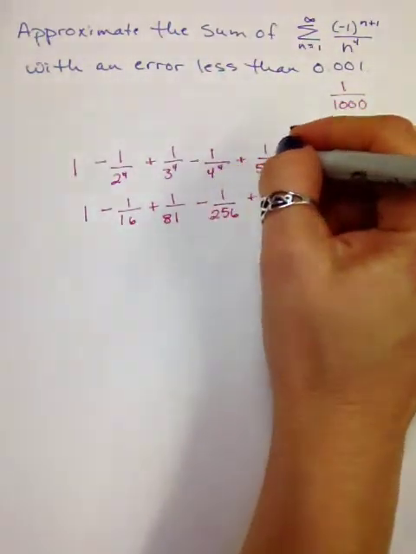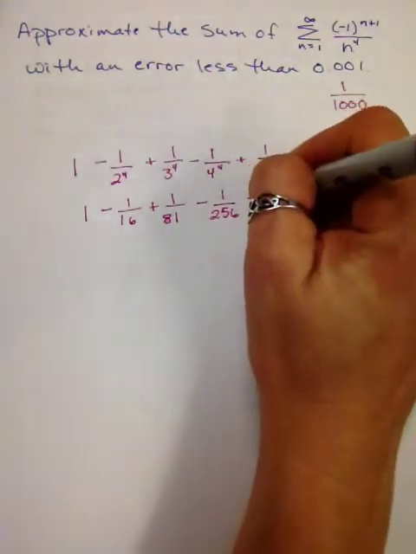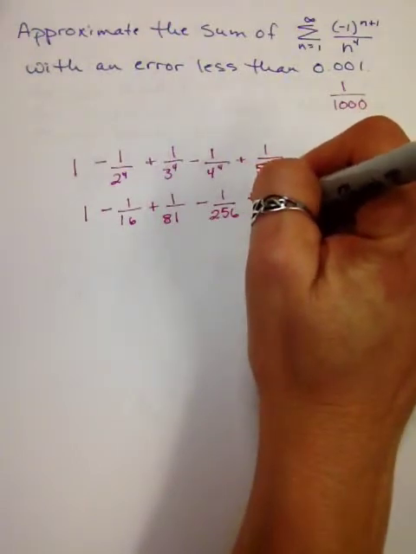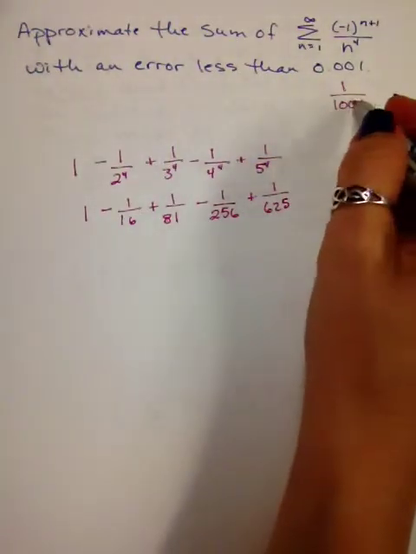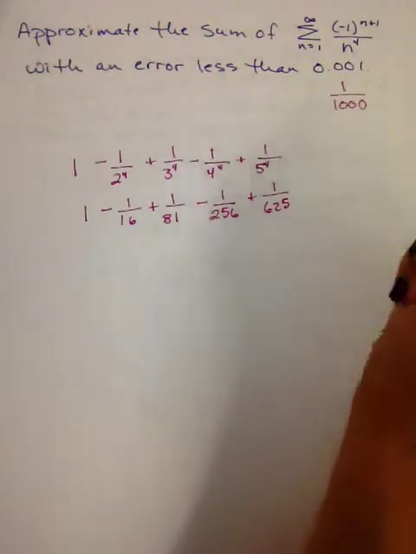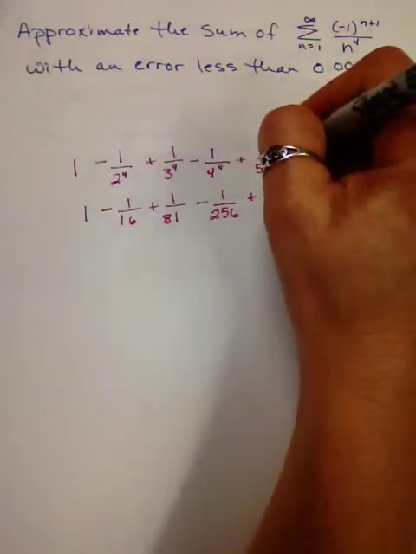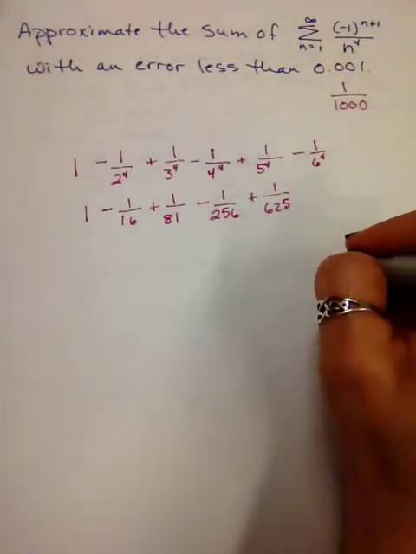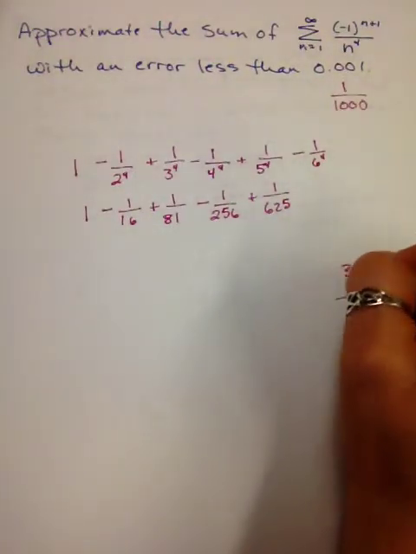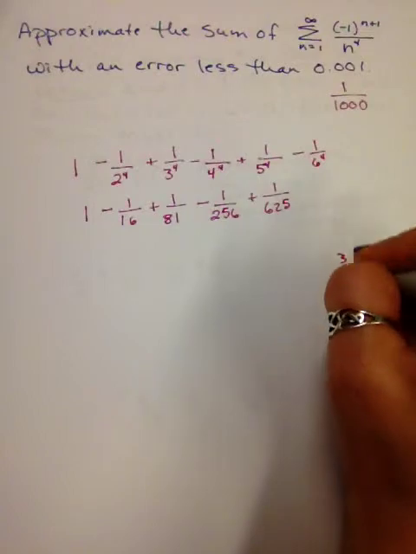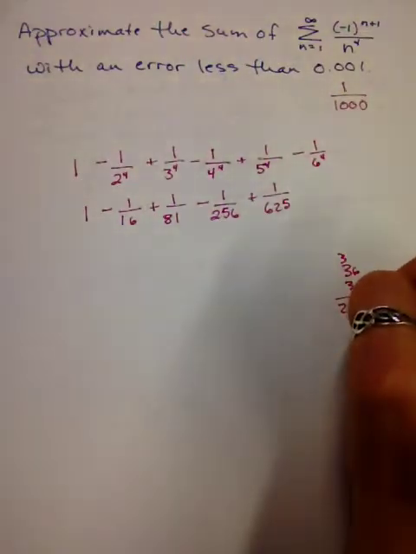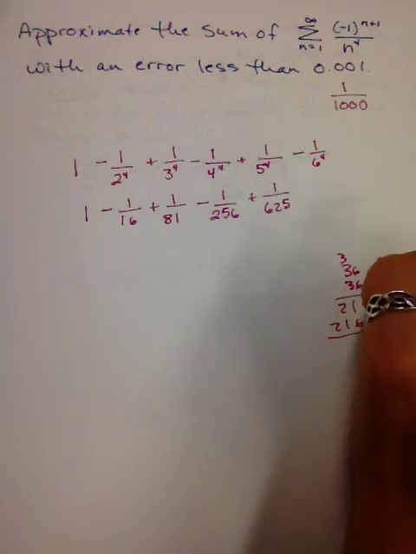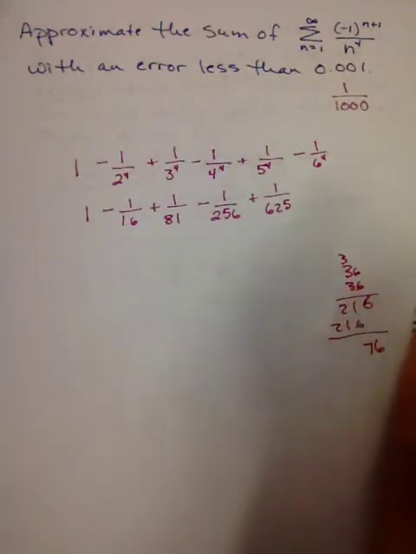Plus 5 squared squared is 1 over 625, and I really know I'm there because I know the next one is going to be a fraction smaller than 1/1000th. So my next term would be a minus 1 over 6 to the 4th. Well, that's 36 times 36. And then we have, it's a 6. Not that number.